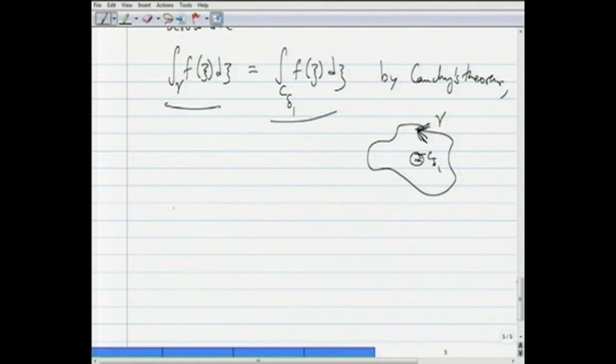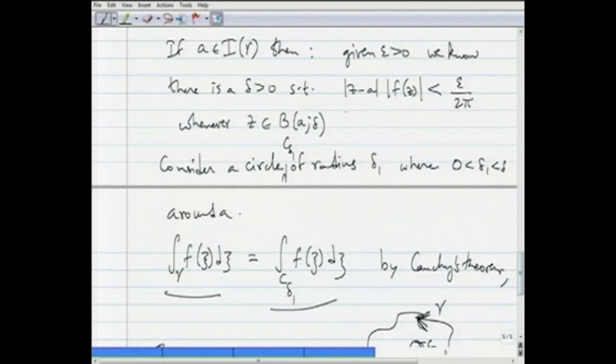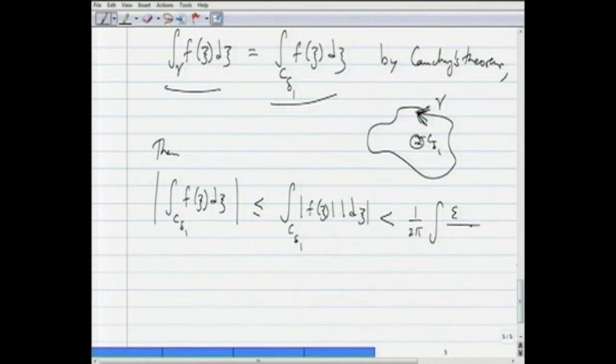Then the modulus of this integration of f(zeta) d zeta is less than or equal to the integration over C delta 1 of the modulus of f(zeta) times the modulus of d zeta, which is strictly less than 1 by 2 pi times the integration of epsilon, because the modulus of (z minus a) f(z) is less than epsilon by 2 pi. I have the modulus of f(z) less than epsilon by the modulus of z minus a, in this case zeta minus a, times the modulus of d zeta.